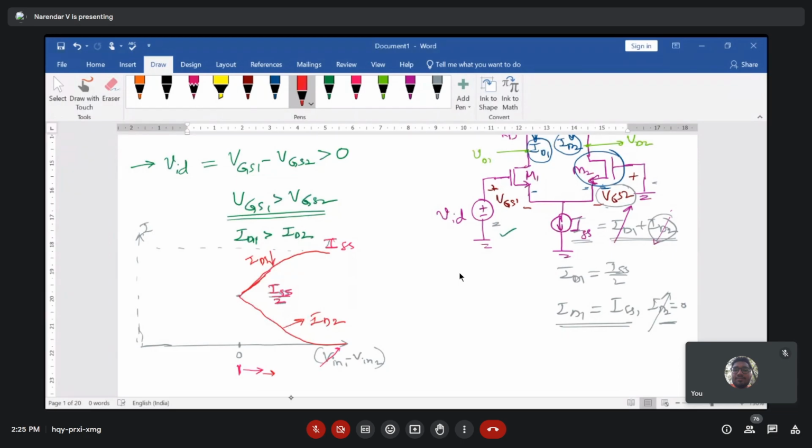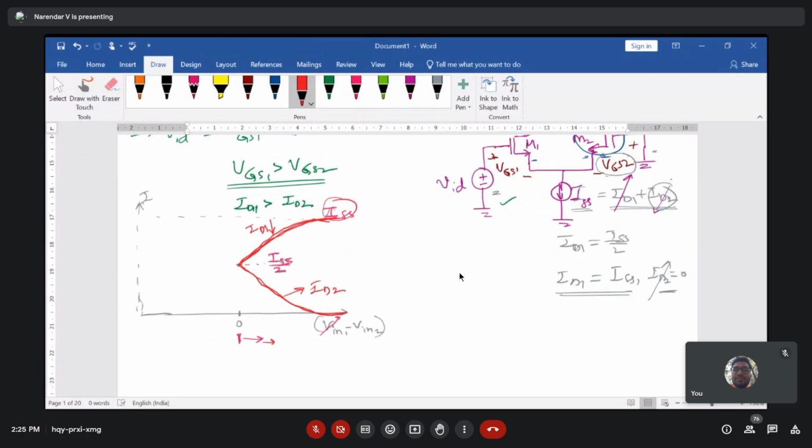Right? So V input 1 minus V input 2 is increasing and its value positive, then this is how the current ID1 and ID2 is going to vary. So ID1 becoming ISS, ID2 becoming 0 value, but at the differential input equal to 0, that is V input 1 minus V input 2, then ID1 is equal to ID2 is equal to ISS by 2 current.